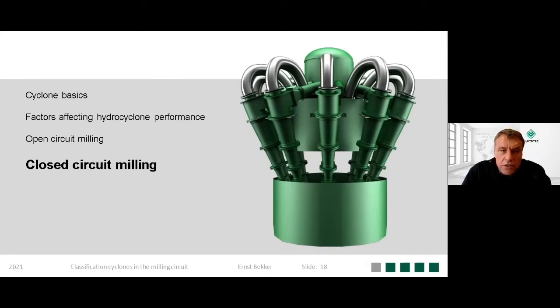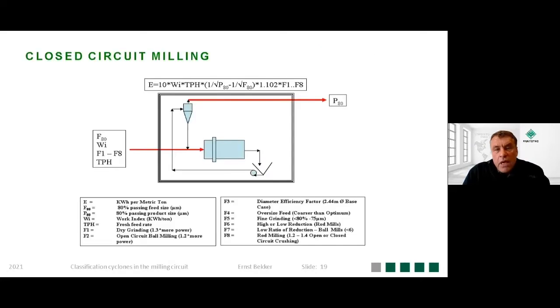Moving then on to the closed circuit milling. So closed circuit milling is where material enters into the mill. Mill discharge returns then to the feed to the cyclone. Cyclone underflow goes back to the mill, and then the overflow leaves the circuit.